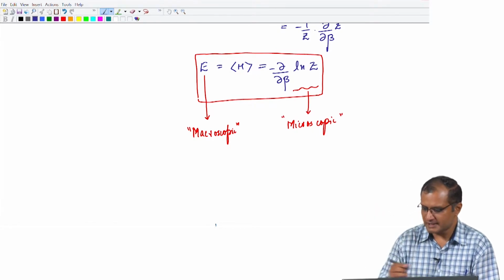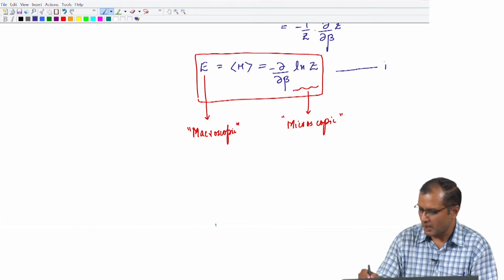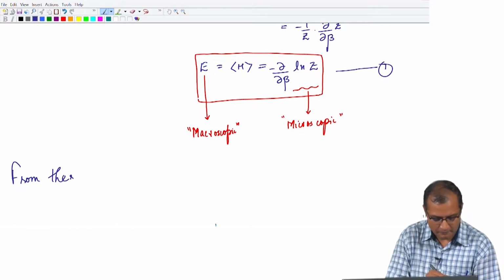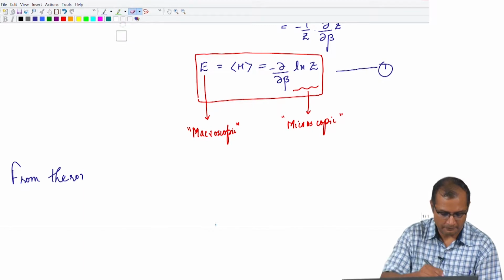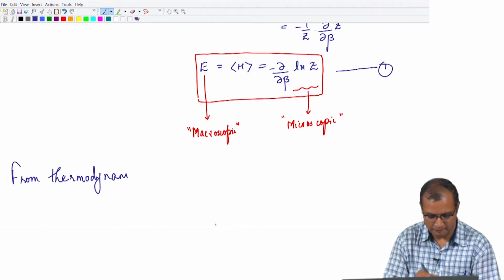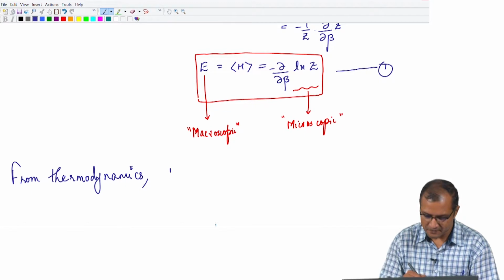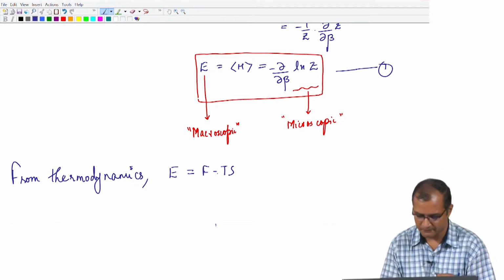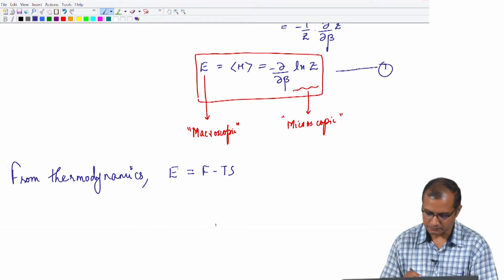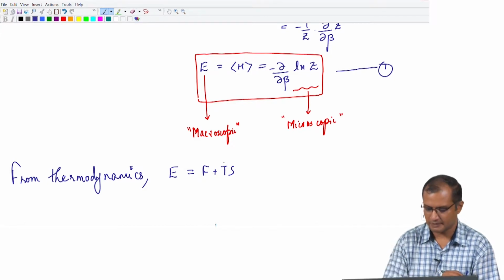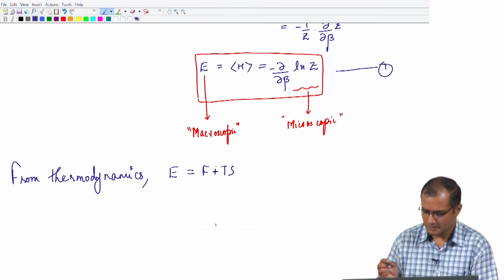That can be done by saying that, let us say we call this expression 1. From thermodynamics, I already know that internal energy is equal to free energy minus Ts, the Helmholtz free energy minus Ts. So, I can write down, I think it is F plus Ts, because the free energy is written as E minus Ts.